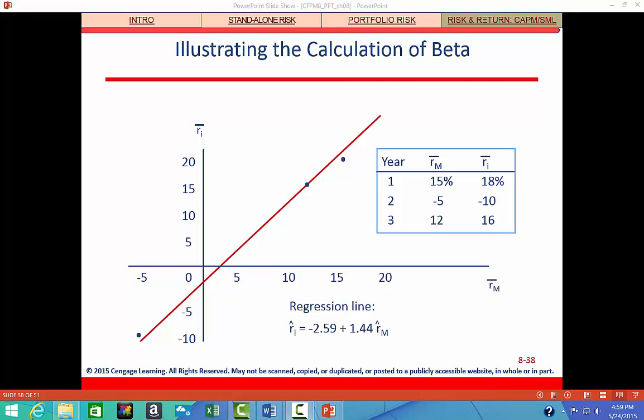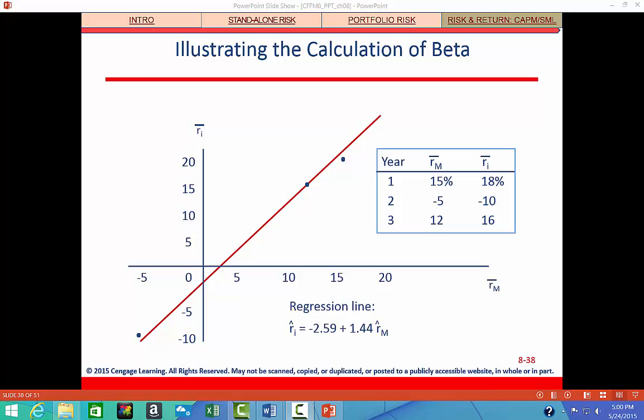So here we have an example where they ran a regression to calculate the beta based on years 1, 2, and 3. We only have 3 observations, which is really terrible in terms of statistics, but this is just an example, so don't judge the statistics. So you have the return on the market and the return on the stock. The return on the stock column is your dependent variable, or the Y variable, and the return on the market is your independent variable, or the X variable, if you were putting this in your calculator.